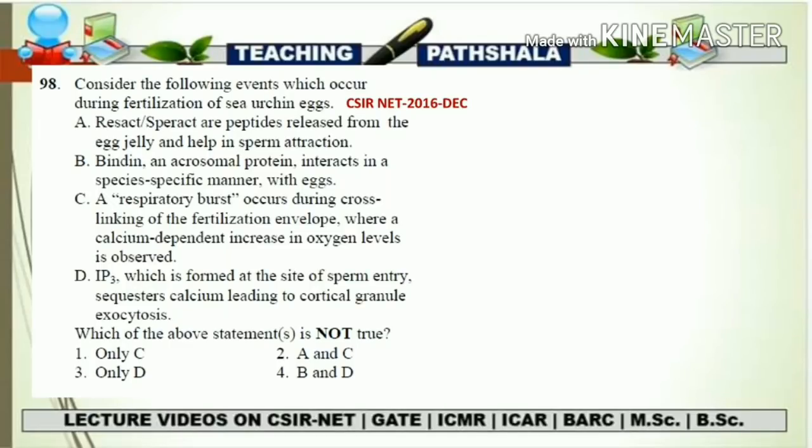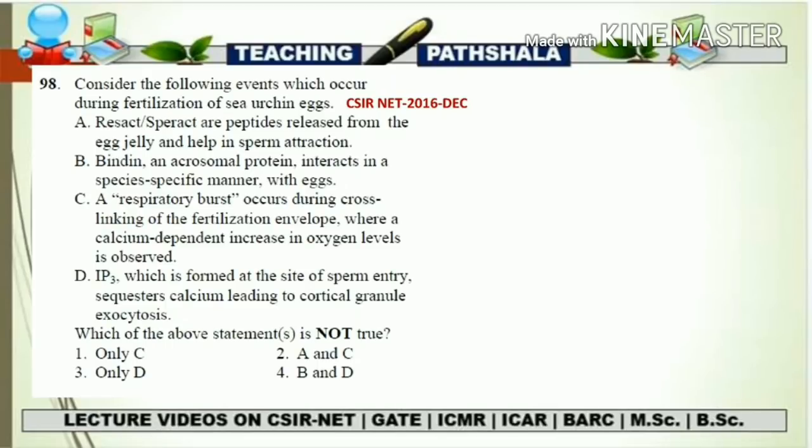Now let's move to the D statement. The IP3, which is formed at the site of sperm entry, sequesters calcium, leading to the cortical granule exocytosis. So first of all, the meaning of sequester is to hide. And the function of the IP3 is not to hide the calcium. It used to bring the calcium from ER to the cytoplasm. So IP3 plays a role to expose the calcium inside a cell, not to sequester the calcium.